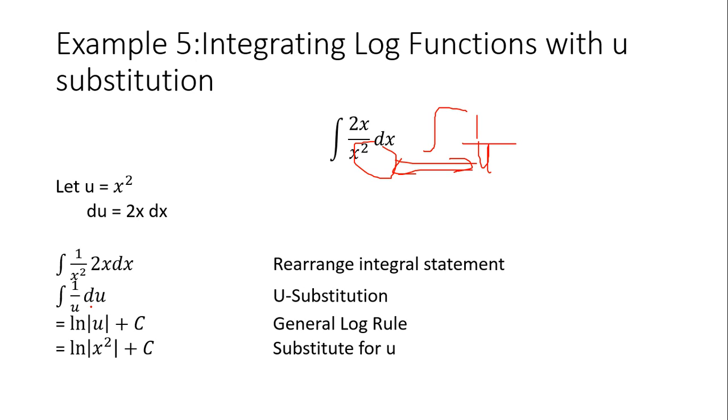Now, what you would do if you were checking this problem is take the derivative of natural log of x squared. This would be 1 over x squared, because the derivative of the natural log is 1 over whatever's inside the bars, times the derivative of what's inside the bars. So you have 2x.